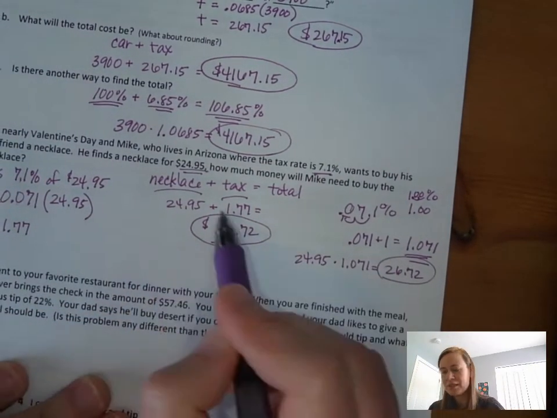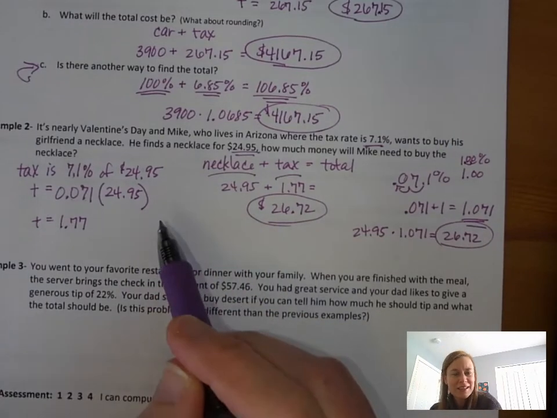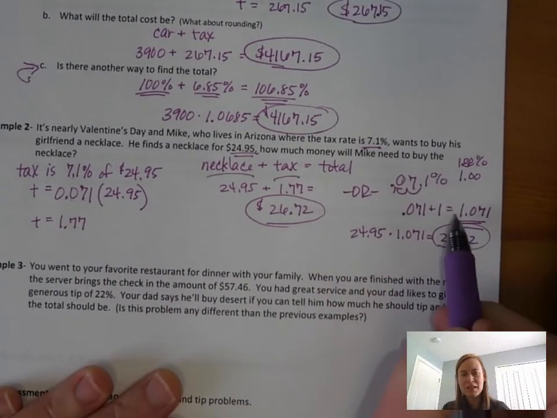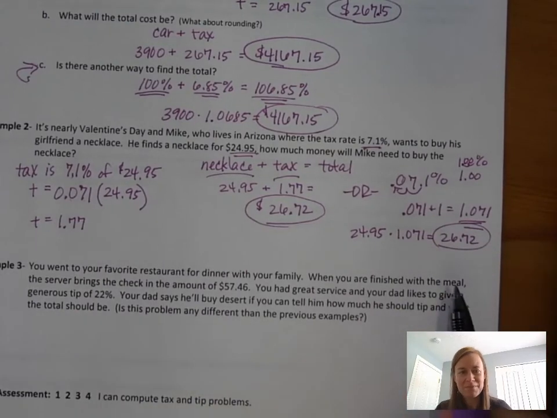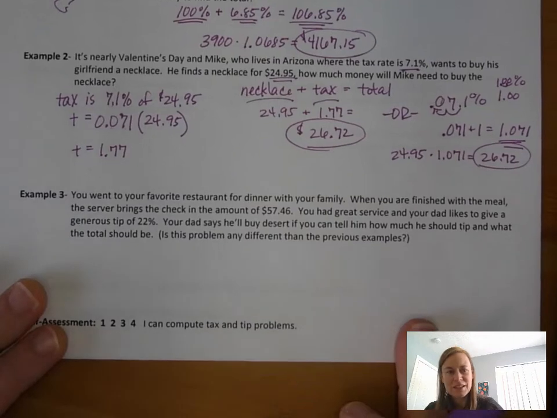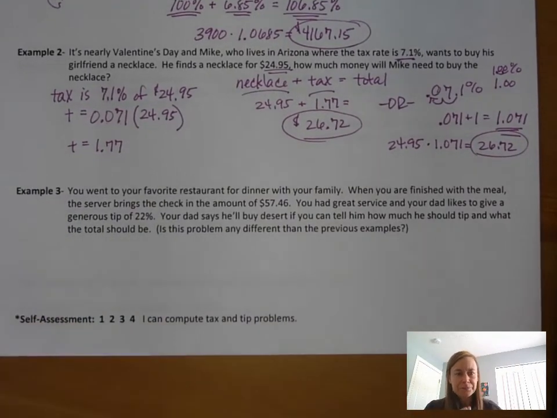Okay, so you can do it this way where you compute it separately and add it together, or you can do it this way where you figure out that percentage number to multiply it by and do it all in one step. Whatever makes more sense to you. Let's look at example number 3.